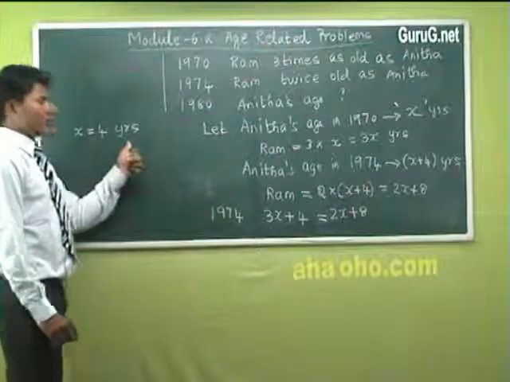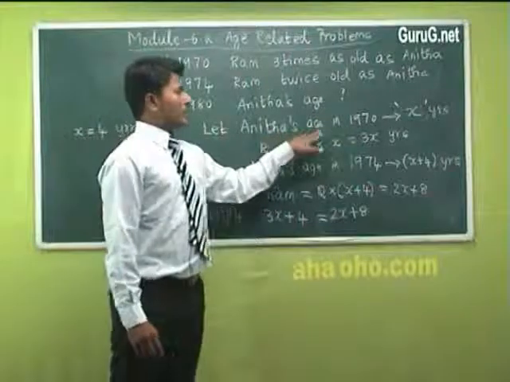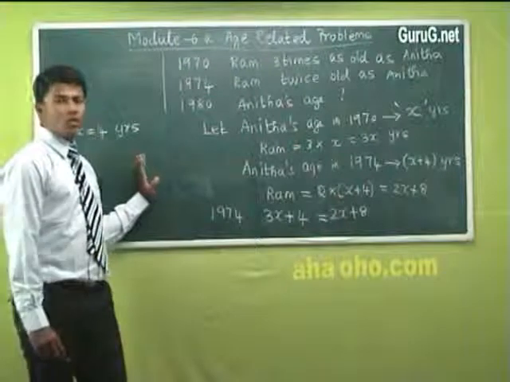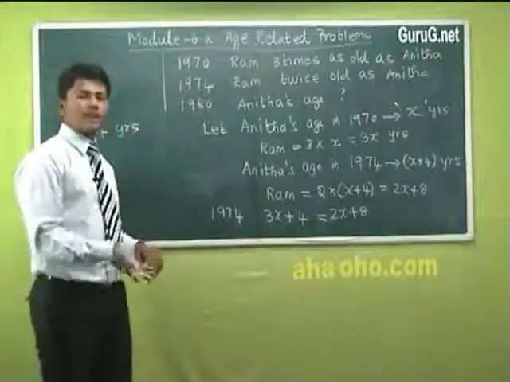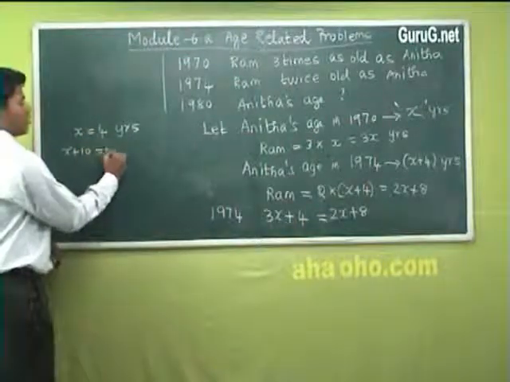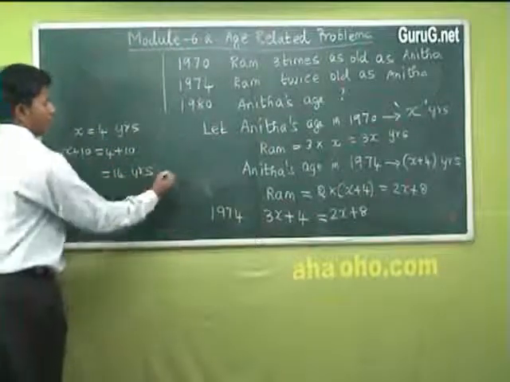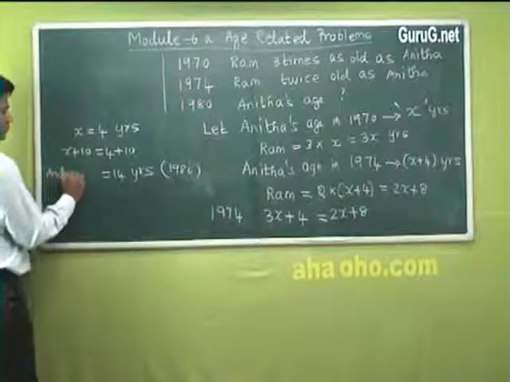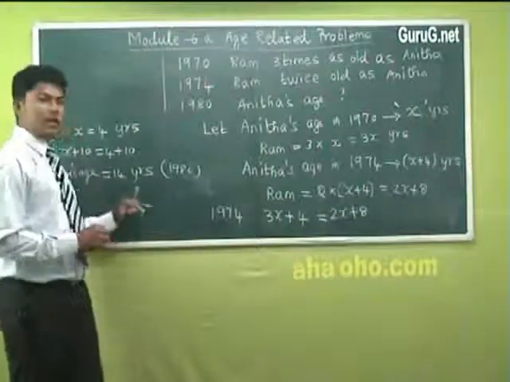From this equation you have found the value of x. Now what is x? x is nothing but the age of Anita in 1970. So in 1970, Anita was 4 years old. What are you asked? You are asked to find Anita's age in 1980. That is after 10 years, so x plus 10. So 4 plus 10, 14 years. Anita's age in the year 1980 will be 14 years old.